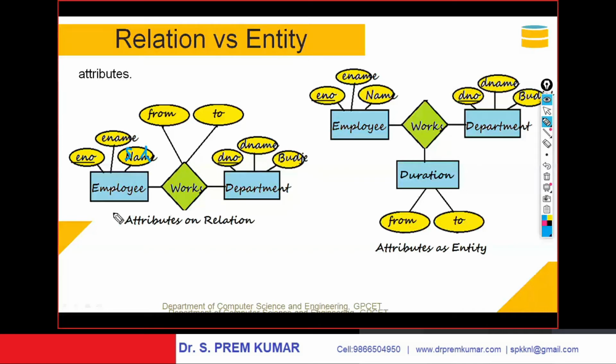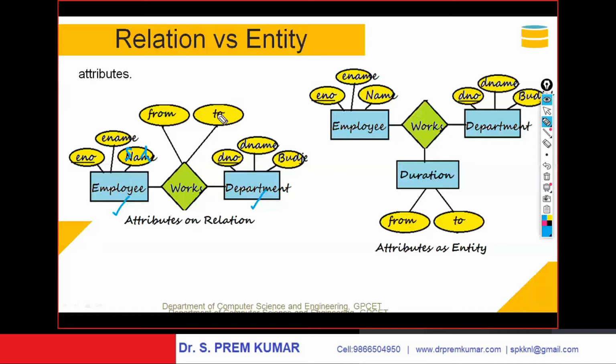This is called an entity set. Employee is an entity set. Department is an entity set. The employees are working for departments. And from when to when they are working, I want the details. From so and so date to so and so date, they are working for so and so department.